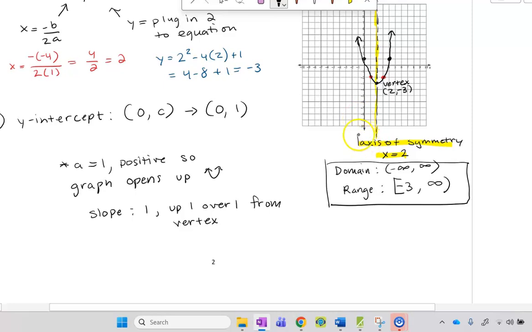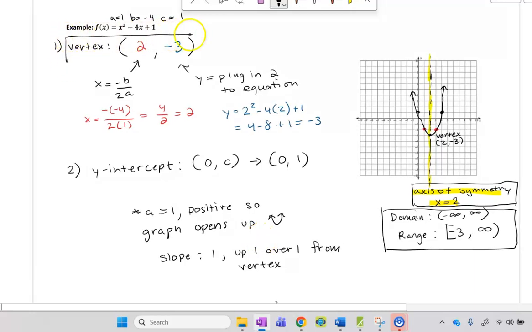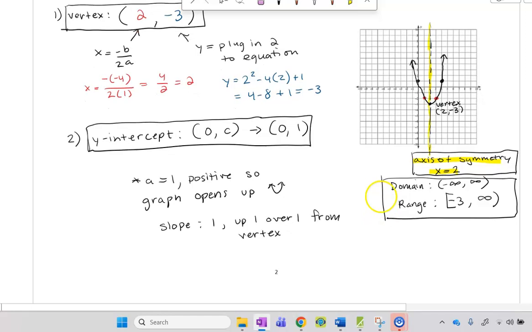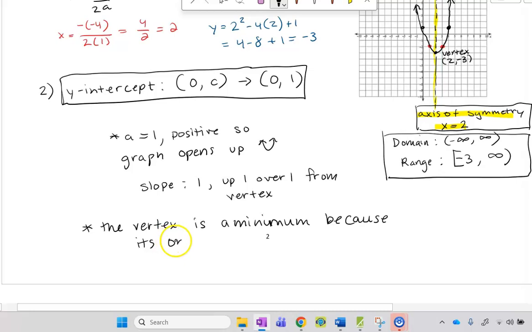I have my axis of symmetry. I have my vertex, my y-intercept. And the last thing you'll be asked for is, is the vertex a maximum or a minimum? Well, the vertex is on the very bottom, so the vertex is a minimum because it's on bottom.